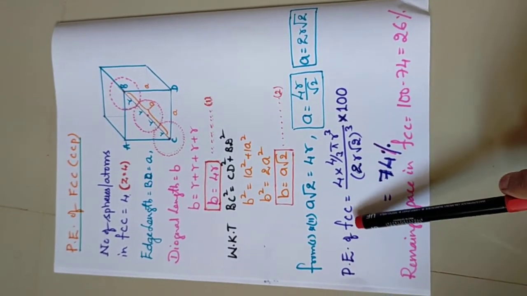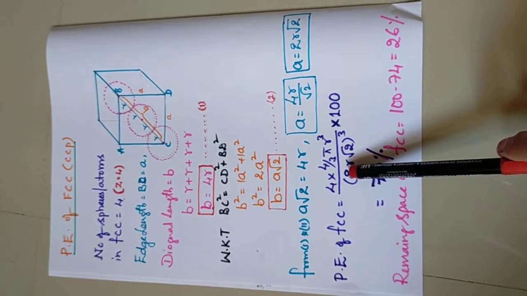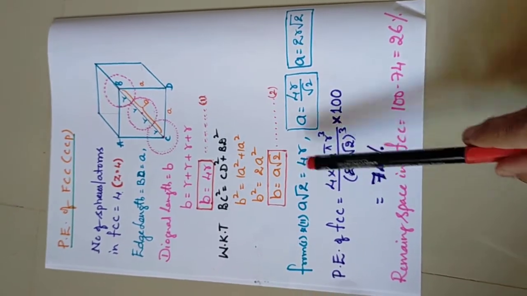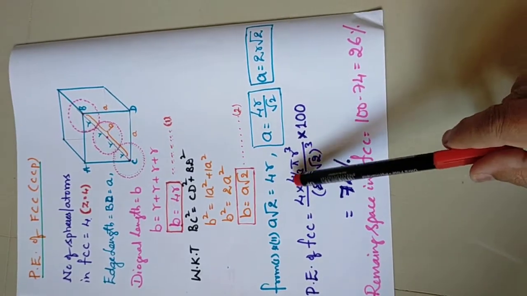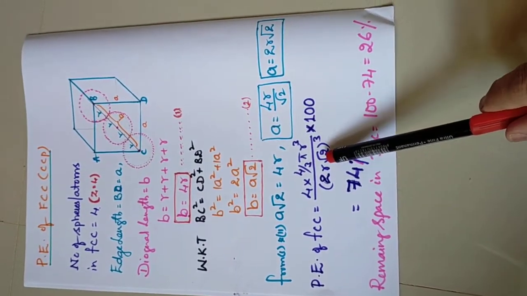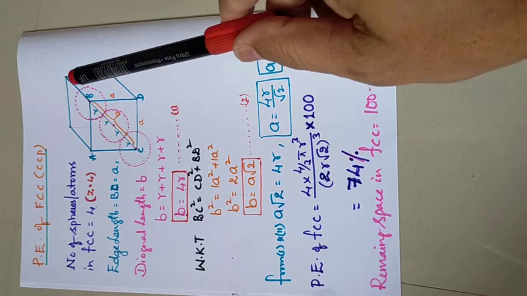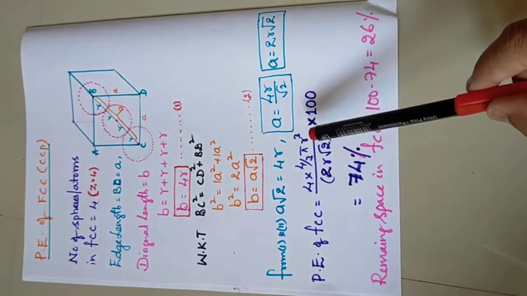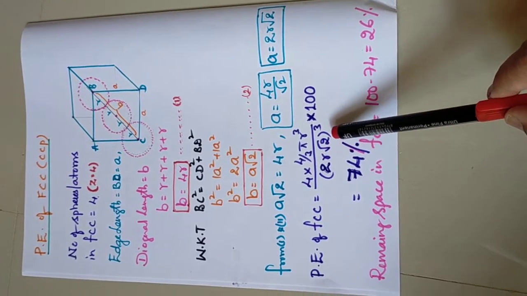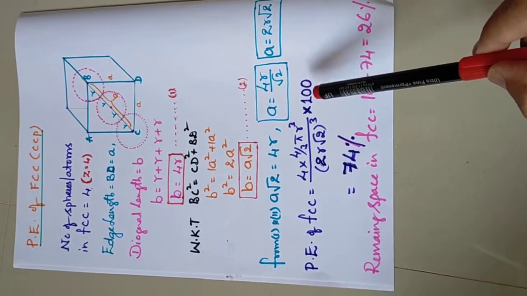So the packing efficiency of the FCC is equal to, the formula we know, Z into 4 by 3 pi r cube by the total volume. In the FCC, number of atoms is equal to Z, which is 4. So 4 into 4 by 3 pi r cube into volume of the total volume is equal to 2r root 2 whole cube. Here we have to put the same value, so that is by 2r root 2 whole cube. So a cube value is brought in terms of r.